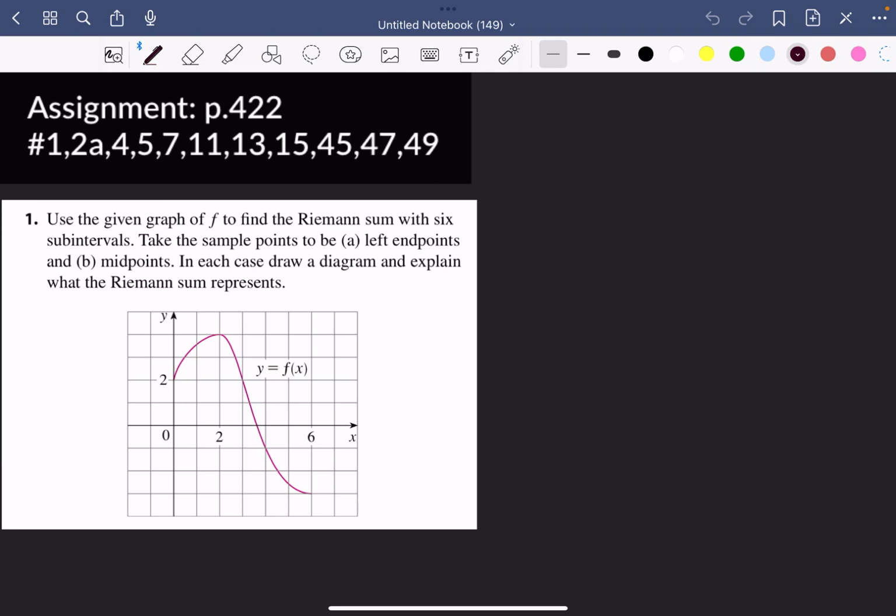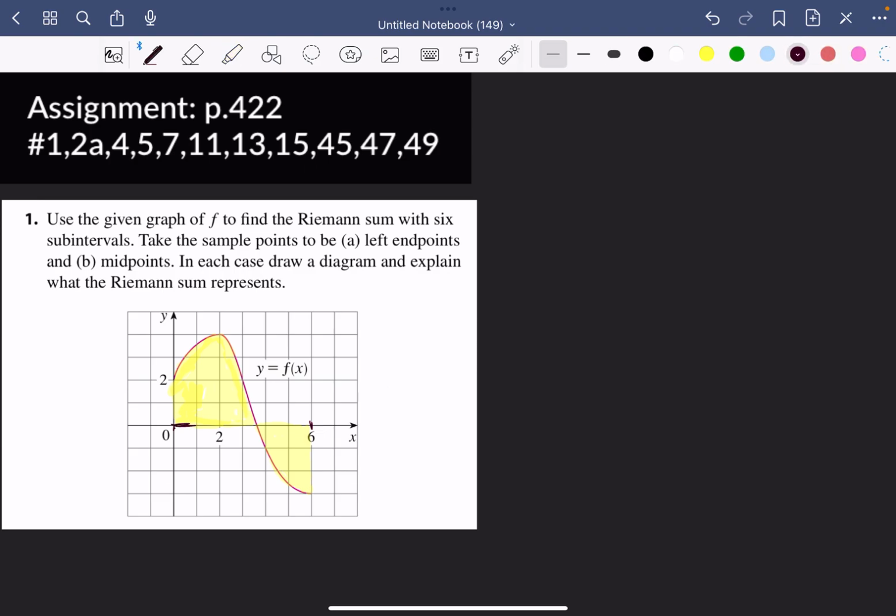Okay, so from here to here, what we're trying to do is to find the area, right? So we're trying to approximate the area between the x-axis and the curve. So up here we're going to get a positive area, and down here we're going to get a negative area. But when we add those up, we will have an approximation for the area.